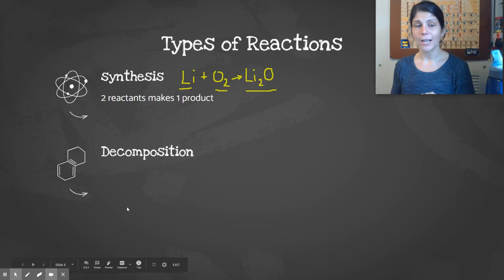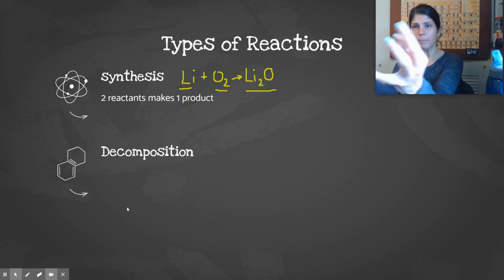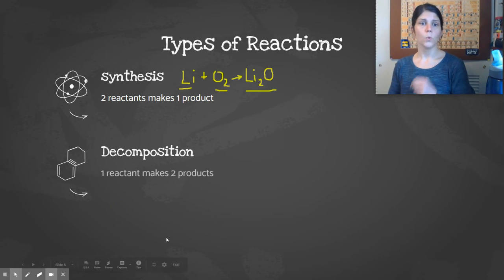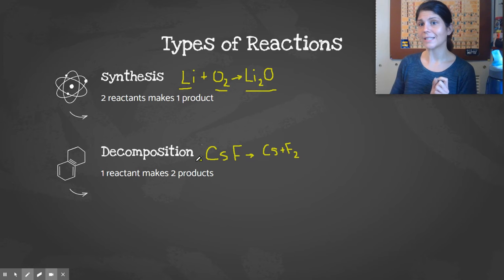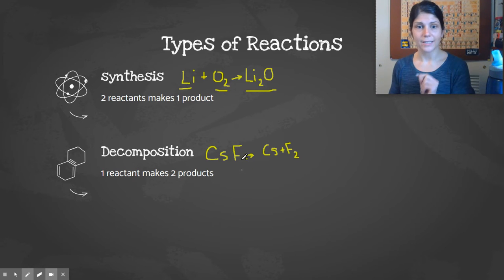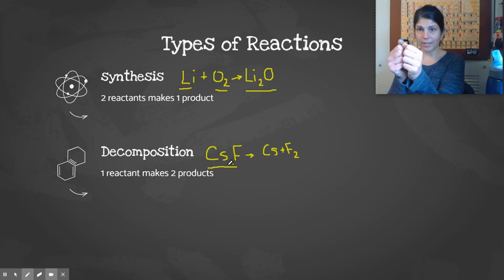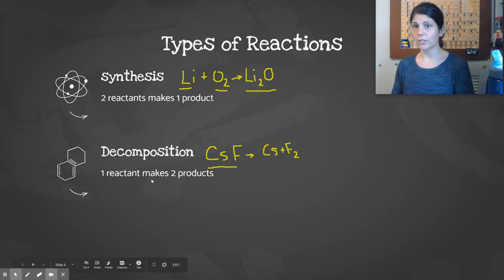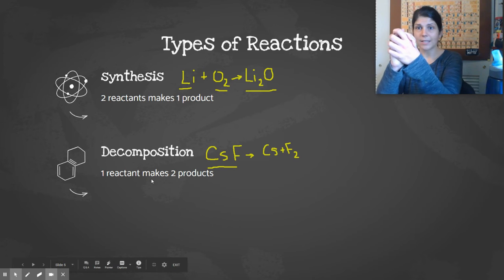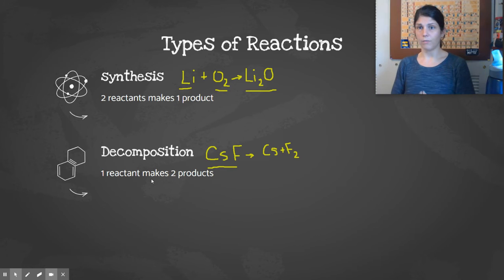In a decomposition reaction, you start with 1 reactant and it decomposes. It splits apart. 1 reactant makes 2 products. For example, if we started with cesium fluoride, this ionic compound right here, 1 reactant, just one thing to the left of the arrow. It's the only one where you'll have 1 reactant. That 1 reactant will split apart. So we have element cesium and element fluorine. If that splits up, it's a decomposition reaction. One reactant makes two products. Synthesis and decomposition reactions are opposite of each other. If you synthesize, they come together, and if you decompose, they fall apart.